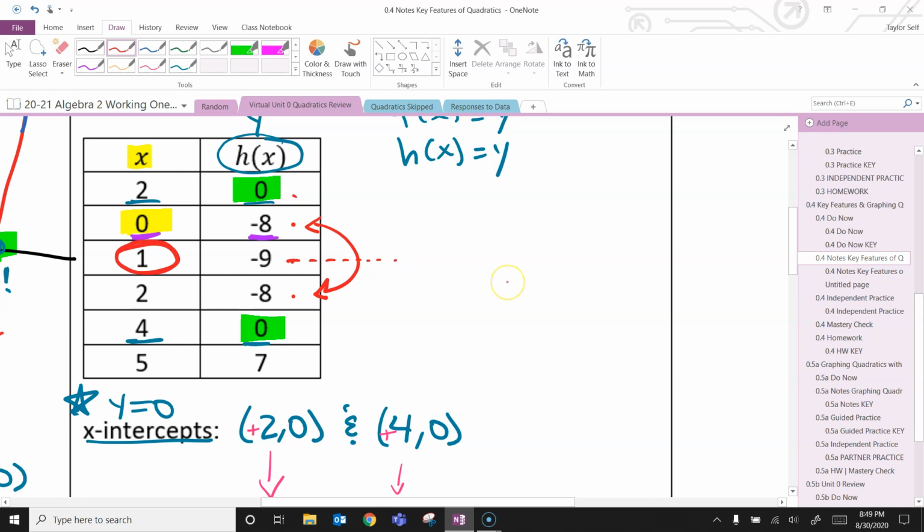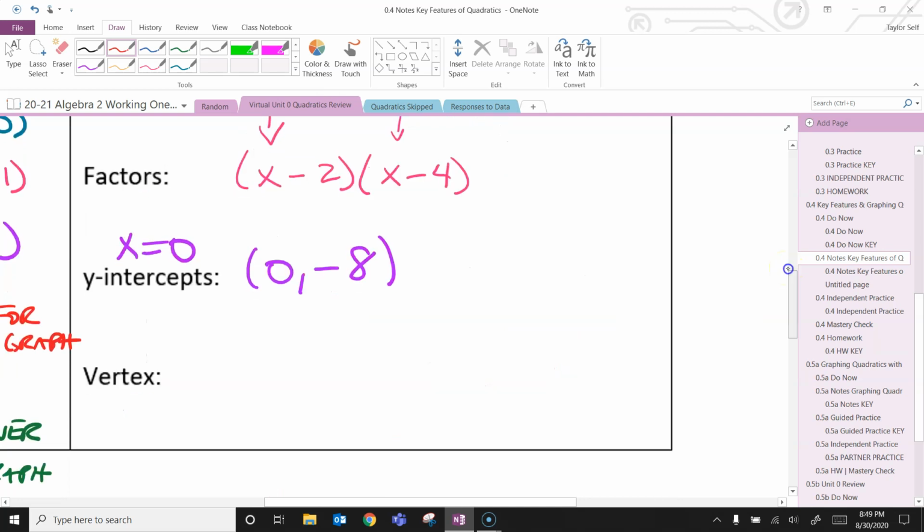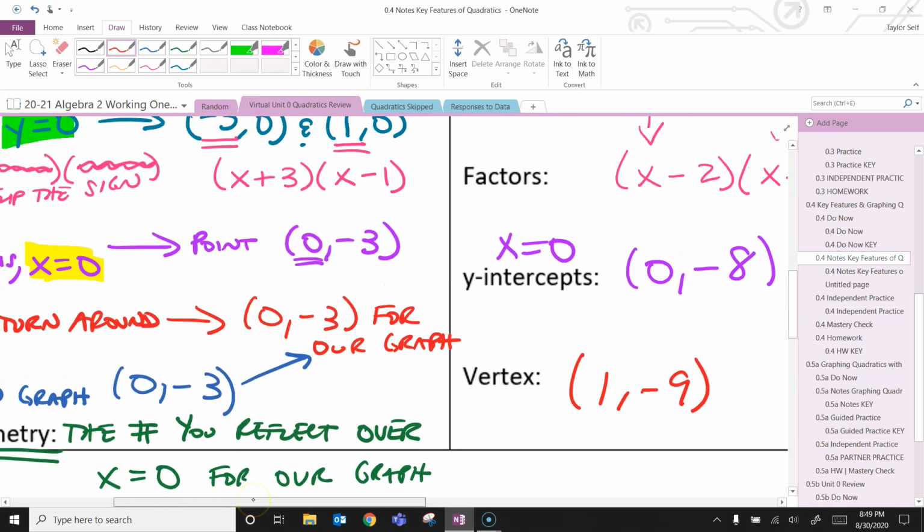At x equals 1. So your graph might look something like this. Negative 9, negative 8. At x equals 1, you have negative 9. At 0, you have negative 8. At 2, you have negative 8. So your graph looks something like this. So we turned around at 1 at this point. 1, negative 9 is when we turned around. That's when we started repeating. Cool. All right, y'all, notes is a little bit longer today because it's review.